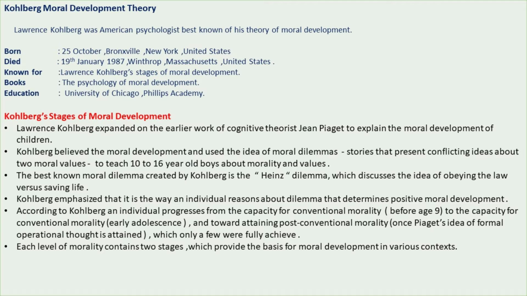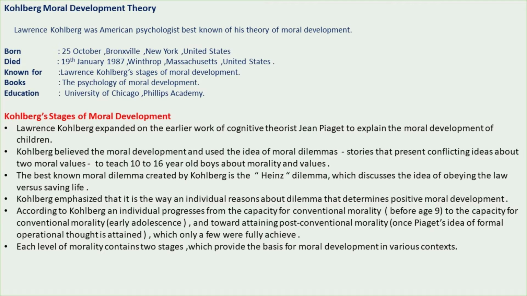And coming to Kohlberg's stages of moral development, Lawrence Kohlberg expanded on the earlier work of cognitive theorist Jean Piaget to explain the moral development of children. Kohlberg believed in moral development and used the idea of moral dilemmas, stories that present conflicting ideas about two moral values, to teach 10 to 16-year-old boys about morality and values.